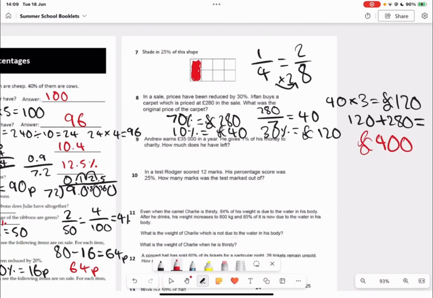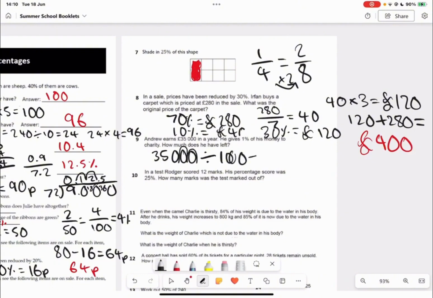Andrew earns £35,000 in a year and he gives 1%, that's 1% of his money to charity. So how much does he have left? So we need to find what 1% is. You can do this by dividing the number by 100. So £35,000 divided by 100 will mean that we're moving the decimal place back twice.